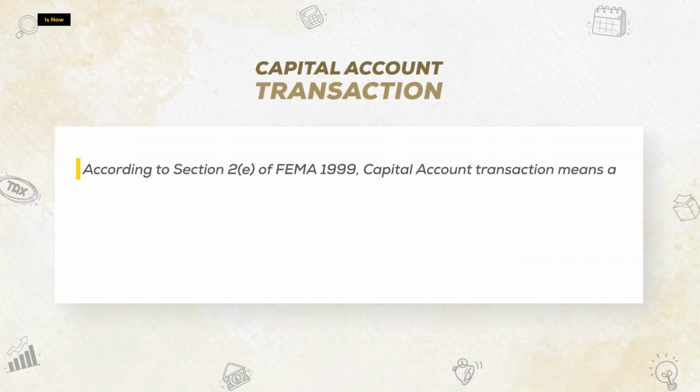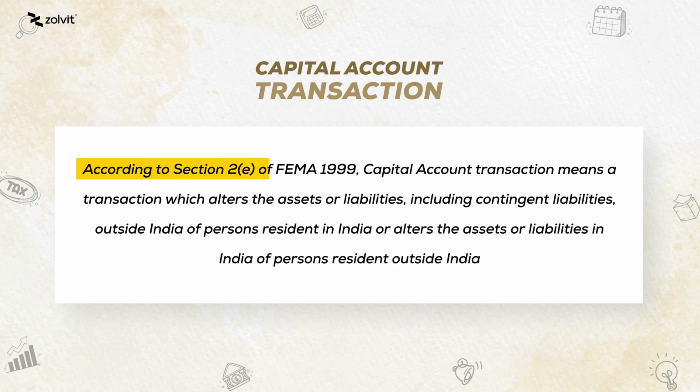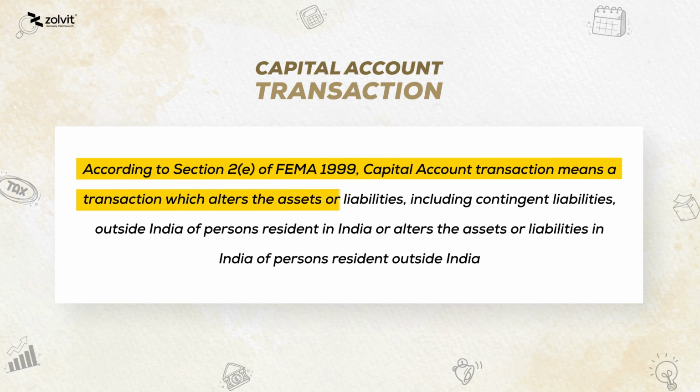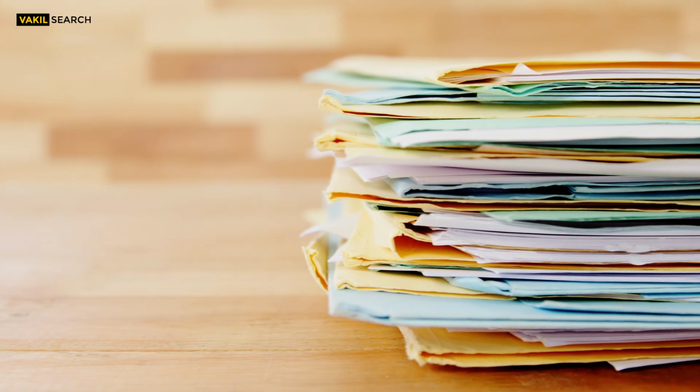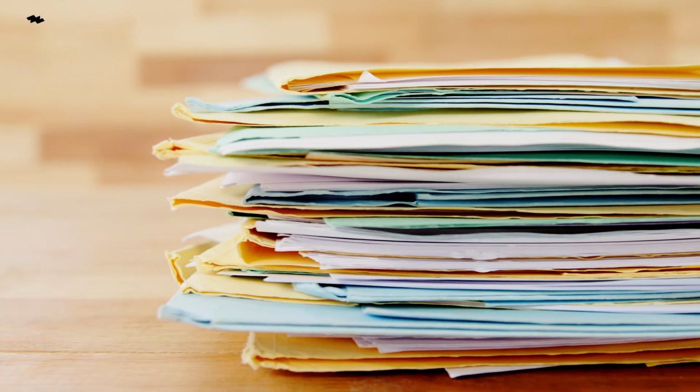So let's understand the meaning of capital account transaction in very simple, layman language. According to Section 2(e) of FEMA 1999, capital account transaction means a transaction which alters the assets or liabilities, including contingent liabilities, outside India of a person resident in India, or alters the assets or liabilities in India of a person outside India. I have majorly covered my knowledge and experience on the following reportings.